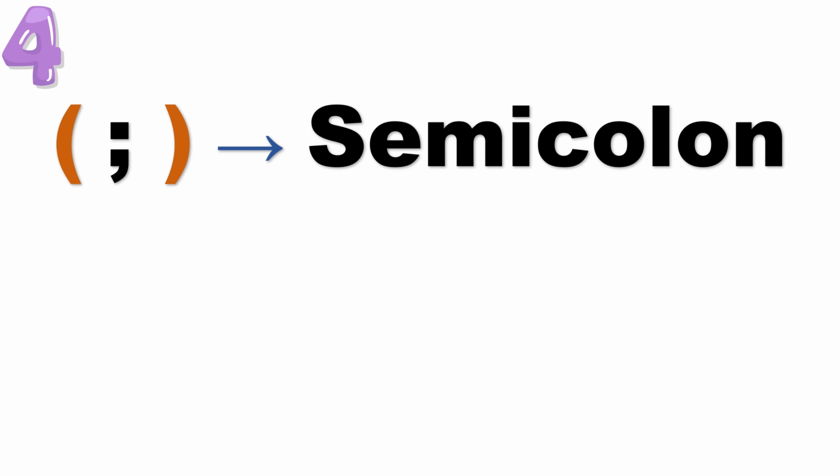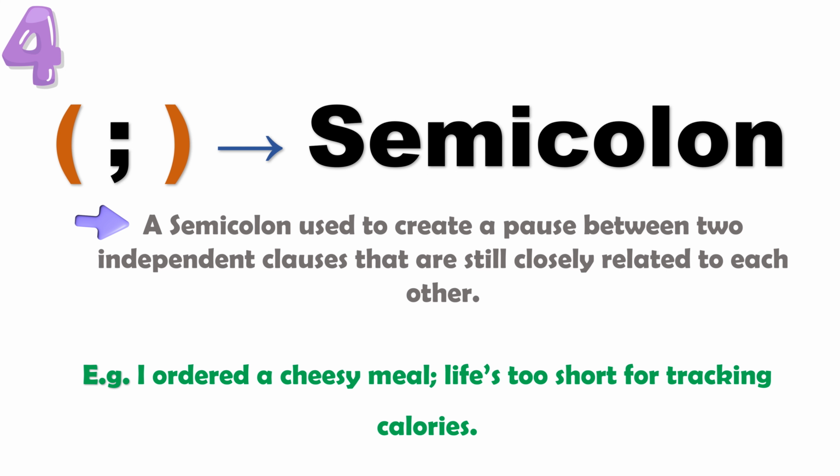Semicolon. A semicolon is used to create a pause between two independent clauses that are still closely related to each other. For example, I ordered a cheesy meal; life's too short for tracking calories.